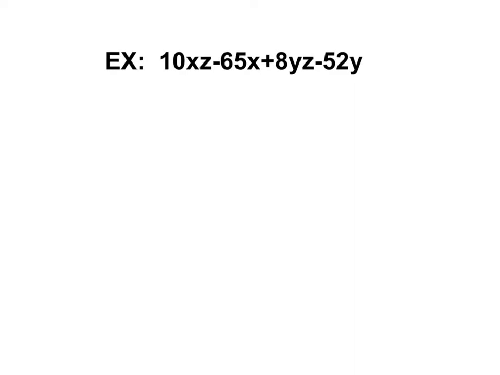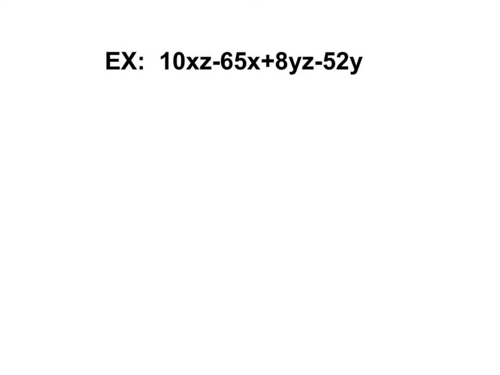Let's look at one more example. In this case, we have 10xz minus 65x plus 8yz minus 52y. In this case, the hardest part is figuring out what is it that we need to group together. And so one of the easiest ways to do that is simply to go ahead and start writing down factors of each of these numbers.